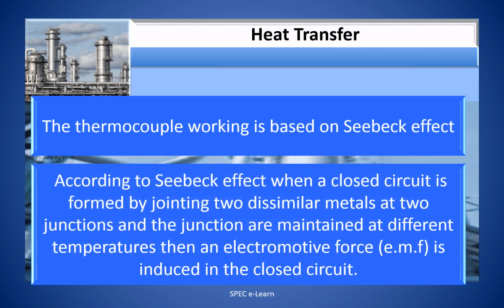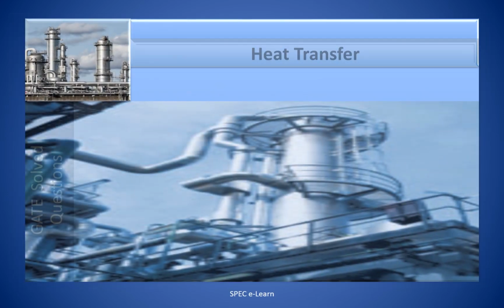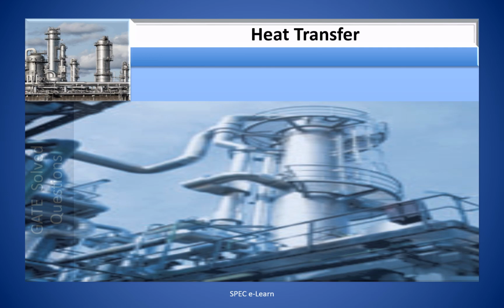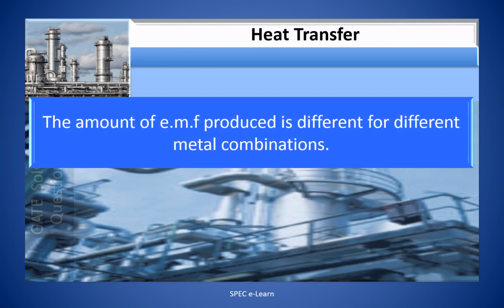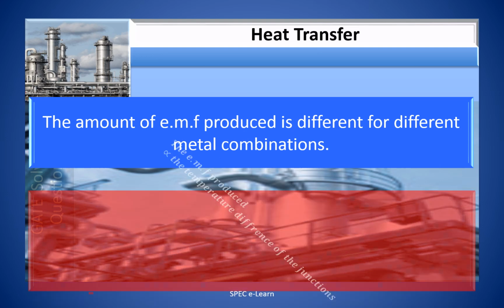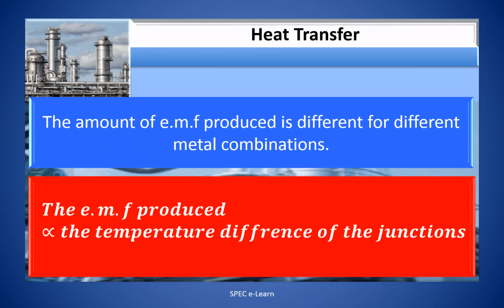According to Seebeck effect, when a closed circuit is formed by joining two dissimilar metals at two junctions, and the junctions are maintained at different temperatures, then an electromotive force EMF is induced in the closed circuit. The amount of EMF produced is different for different metal combinations. The EMF produced is proportional to the temperature difference of the junctions.